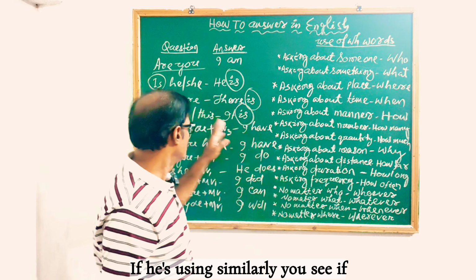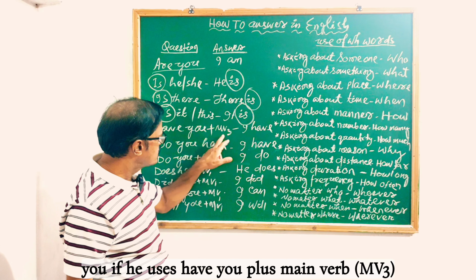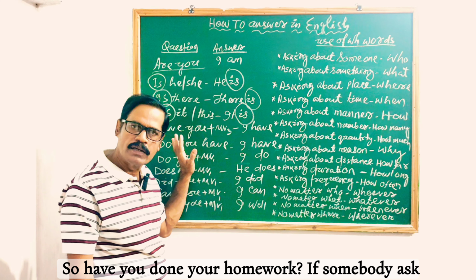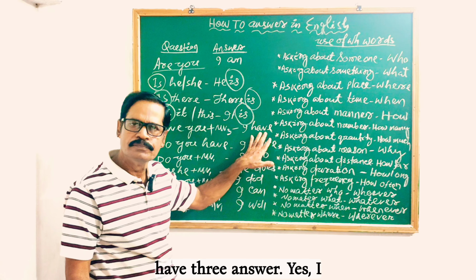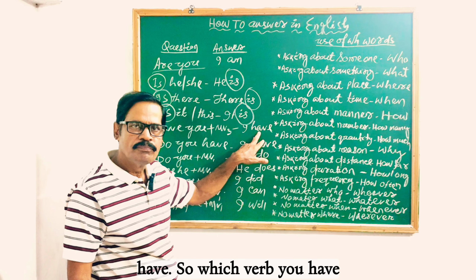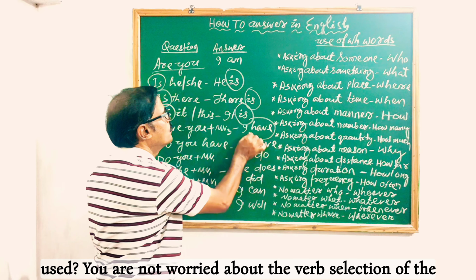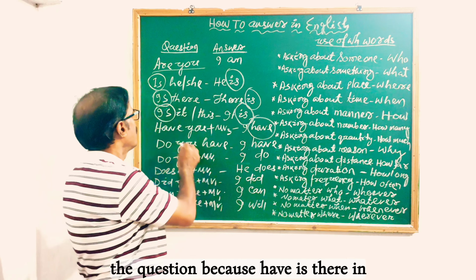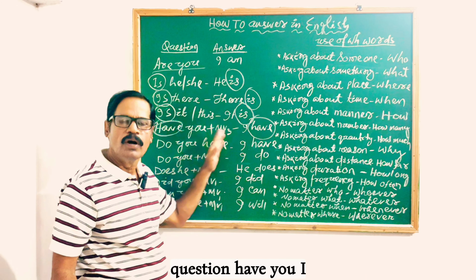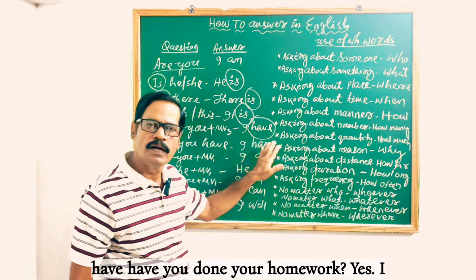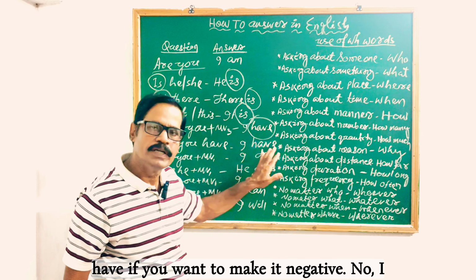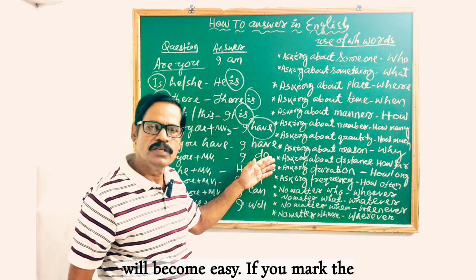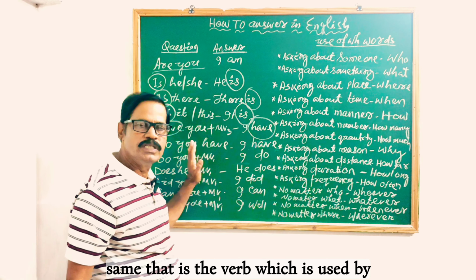Similarly, if he uses have you plus MB3, MB3 means main verb in third form, that is the past participle form. So, have you done your homework? If somebody asks you, have you done your homework? Yes, I have. So which verb have you used? You are not worried about the selection of the verb. It is spontaneous. It is inside the question because have is there in the question. Have you done your homework? Yes, I have. If you want to make it negative, no, I haven't.